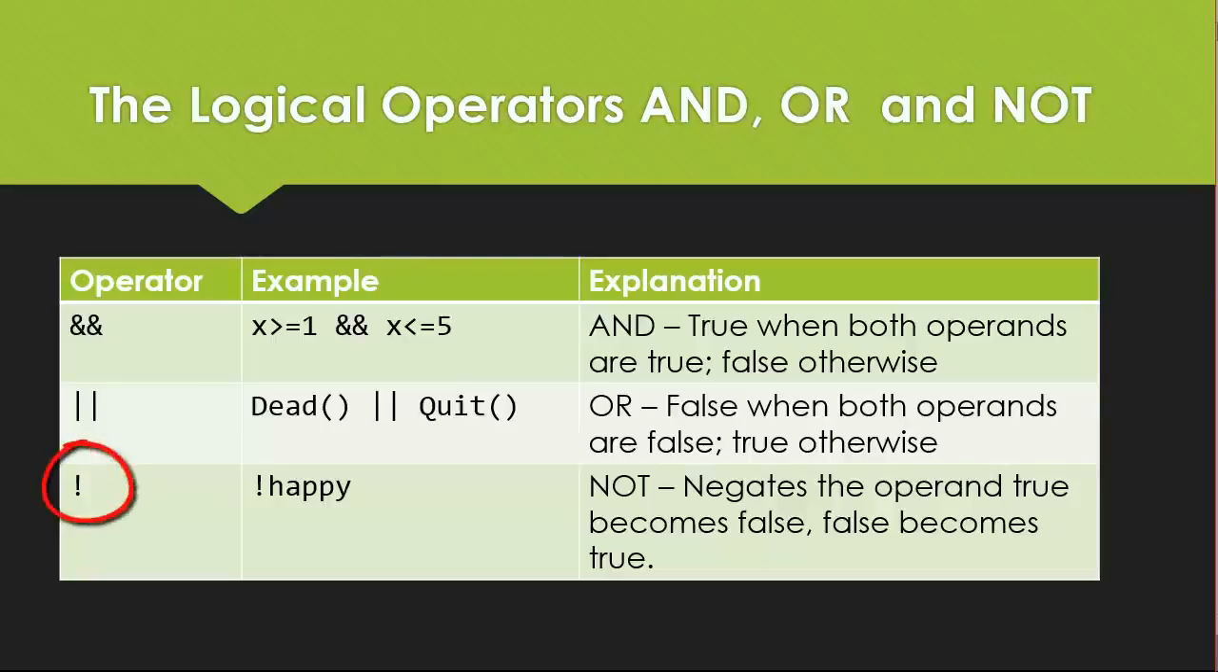The last logical operator is represented by the exclamation point, and this is logical not. So this negates the true-false condition. So if the condition is true, it becomes false. If it's false, it becomes true. So if I say not happy, if today I'm happy, I say not happy, then it's false.